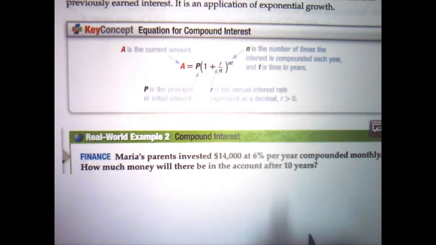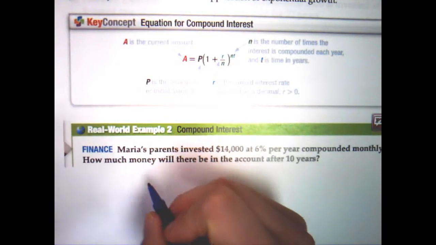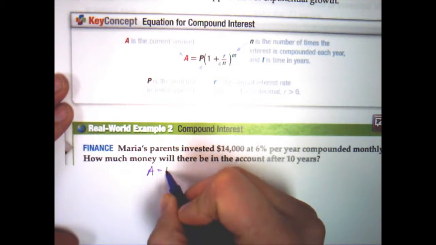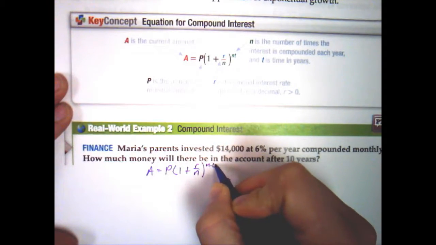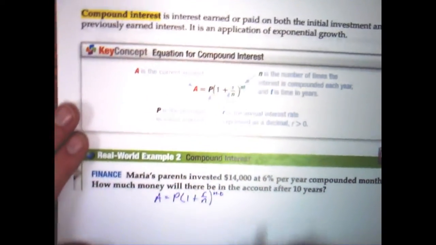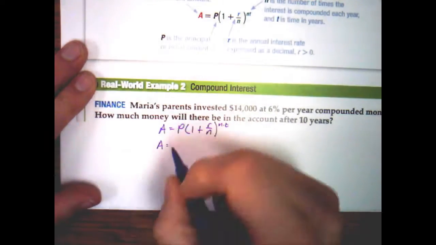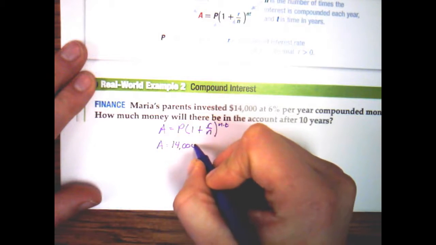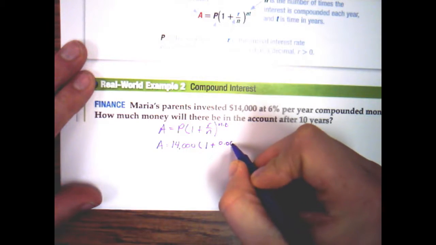Maria's parents invested $14,000 at 6% per year, compounded monthly. How much money will there be in the account after 10 years? Okay, so we start with A equals P times the quantity 1 plus R over N to the NT. Now we plug in the information that we know. I don't know how much it's currently worth. I know how much we started with though, $14,000. 1 plus. Now my rate was 6%, 0.06.